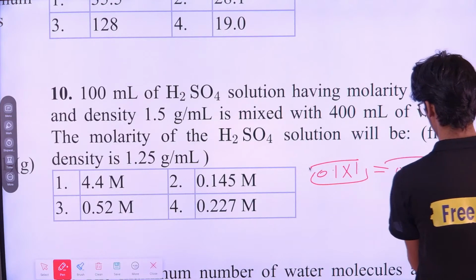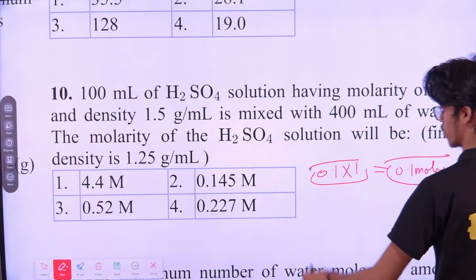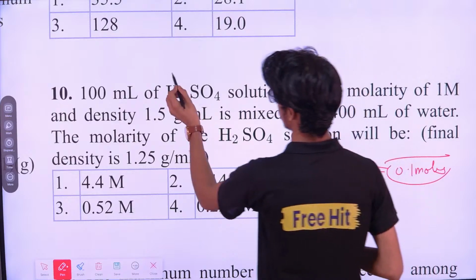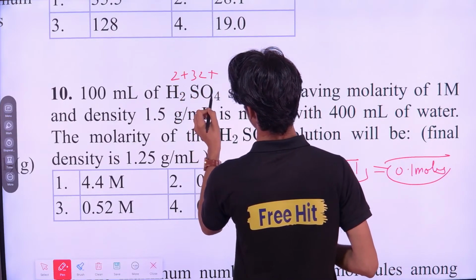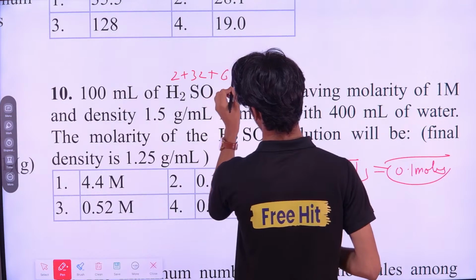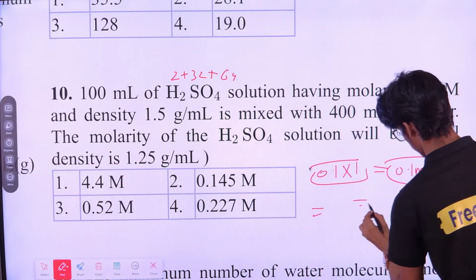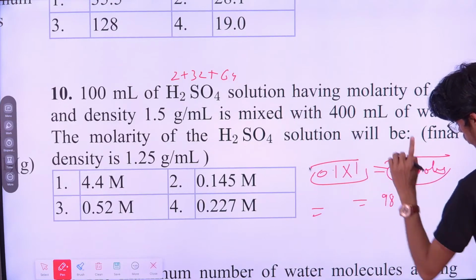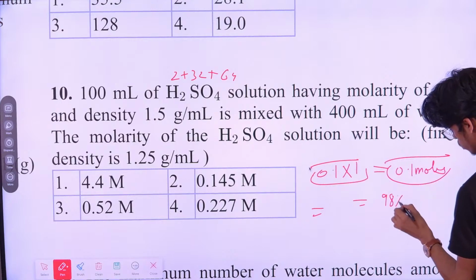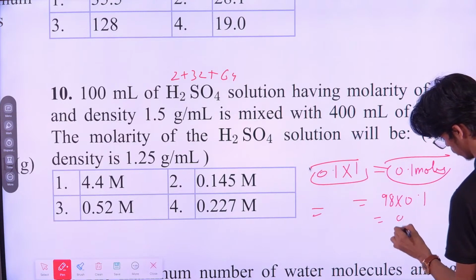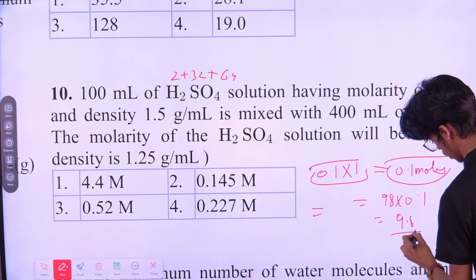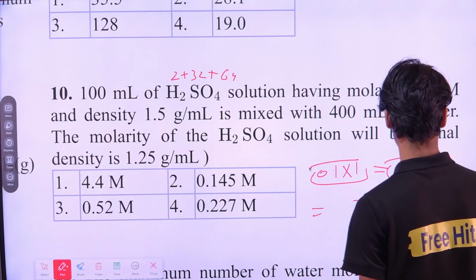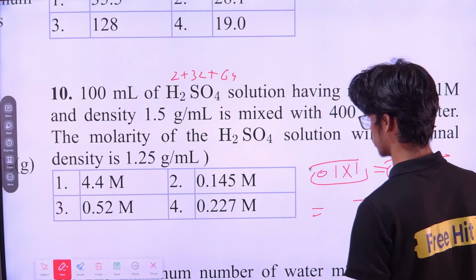Now 0.1 moles are there and the final density is 1.25 gram per milliliter. Can you tell me what is the mass of H2SO4? 2 hydrogen, plus 32, plus 16 times 4 is 64, right? So that is around 98. 98 gram for 1 mole, for 0.1 moles it is 0.1 multiplied, so 9.8. Now we have 9.8 gram, got it?